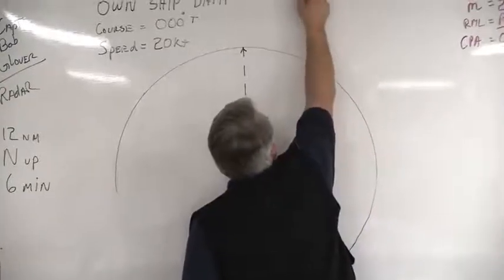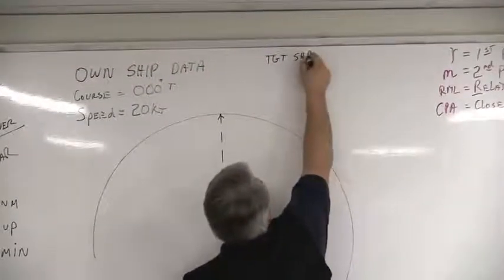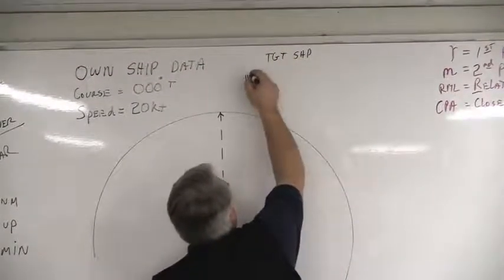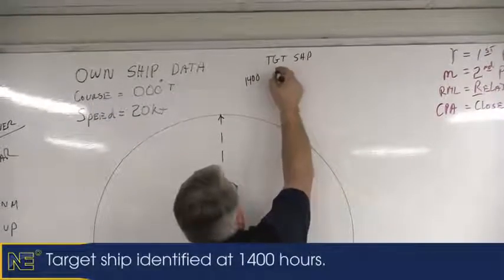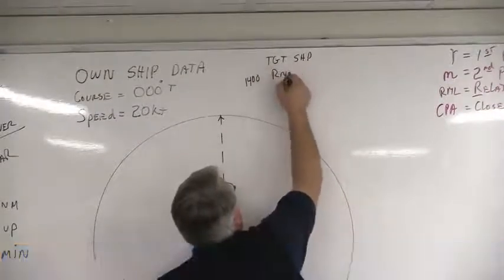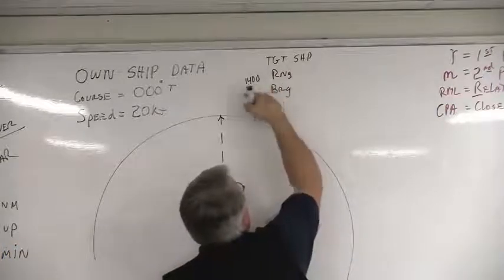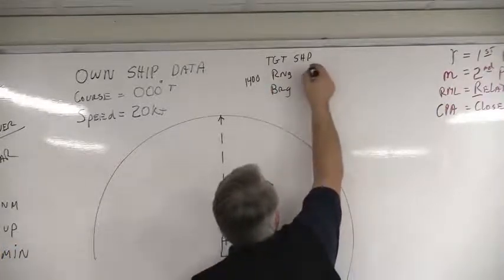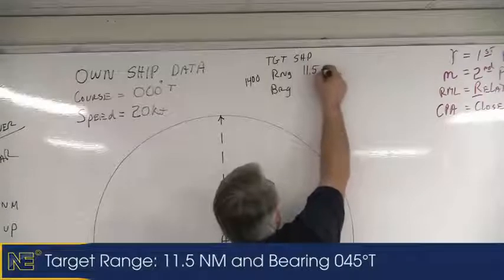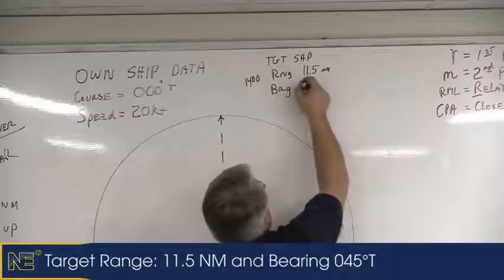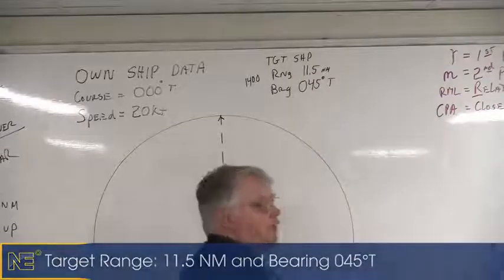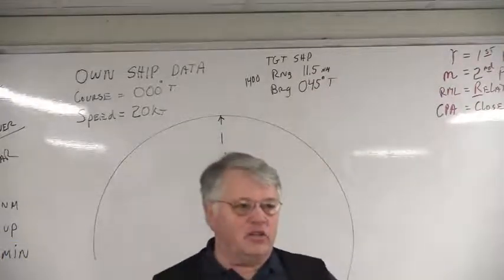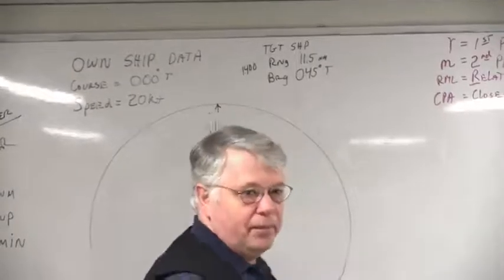We take that target ship and we note the time. I'm just going to say that it's 1400 hours, and that target ship has a range and a bearing at 1400 hours. The range is 11.5 nautical miles, and the bearing was 045 degrees true. So that was the target ship, range and bearing.